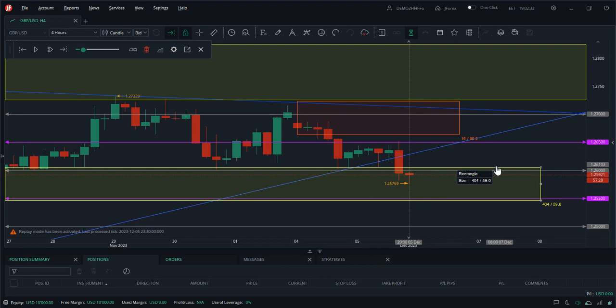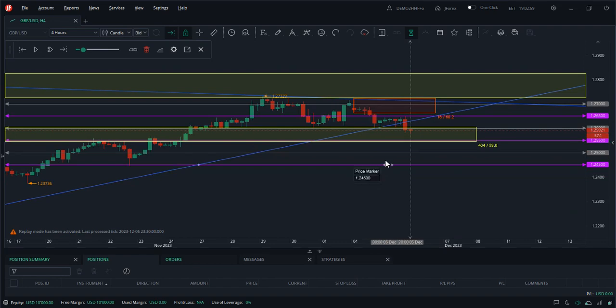Now, another confluence we have here is, remember, price reacts on psychology levels, and there's a psychology level here, which is 1.26 thousand. The price is currently on 1.26 thousand. That is also telling us to buy, because when the price gets to psychology levels, it reacts and moves the other way. So we have a zone telling us to buy and a psychology level telling us to buy. So we have two confluences here telling us to buy.